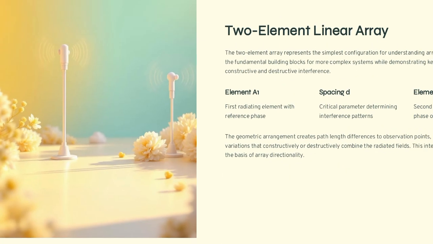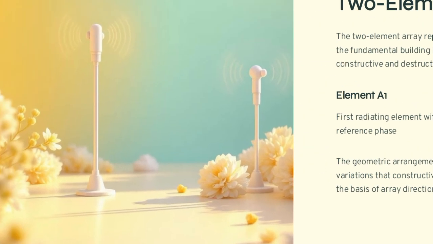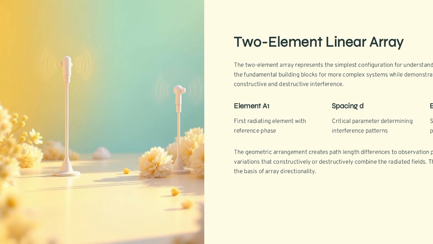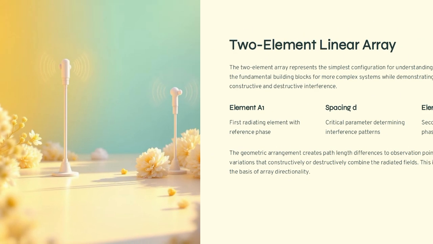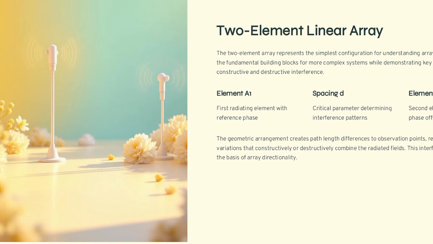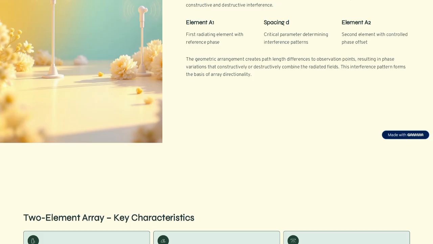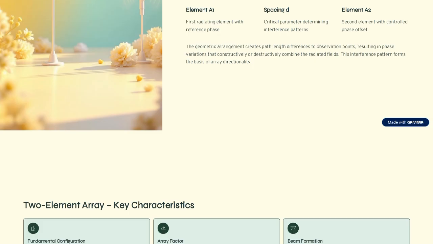Here you can see the two antenna elements. I have given a modern antenna example here. We are keeping a two element linear array. In it you have to keep two elements, A1 and A2, and the spacing between them, see here. This is a two element linear array.